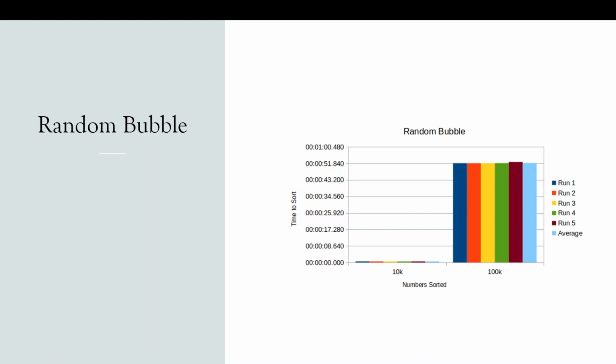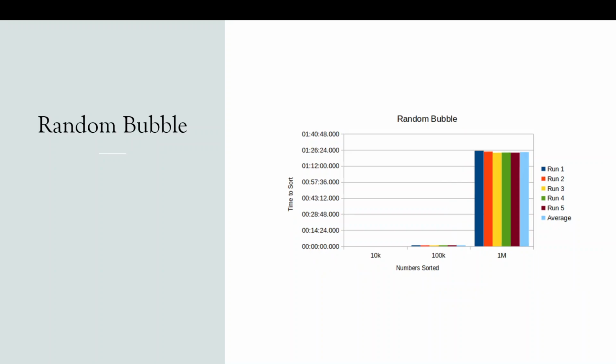However, even just 10x increasing the numbers, like I said in Big O, it didn't double the time, and it didn't 10x the time, but actually 100x the time. So that means our 100k run of our random bubble sort took about 52 seconds, almost 100 times longer than the 10k. I didn't stop there.